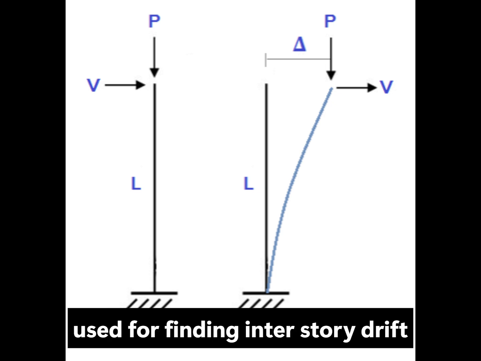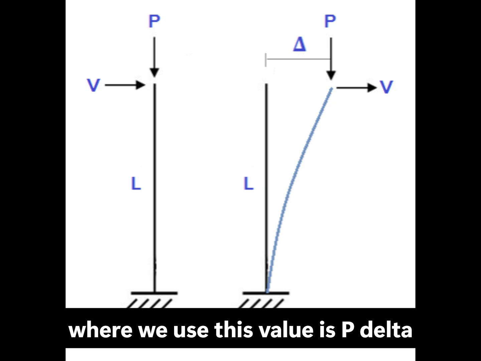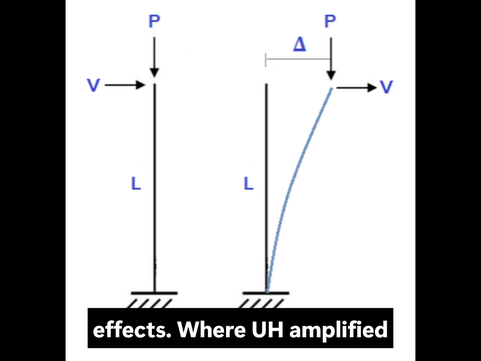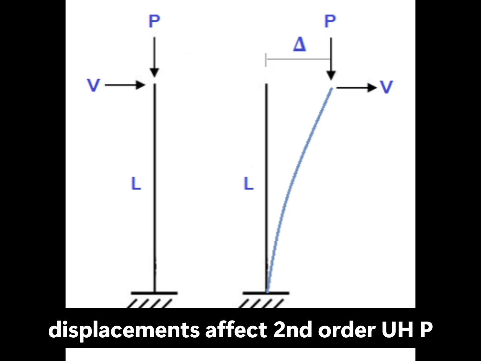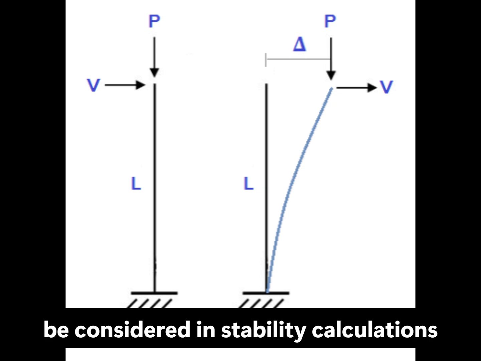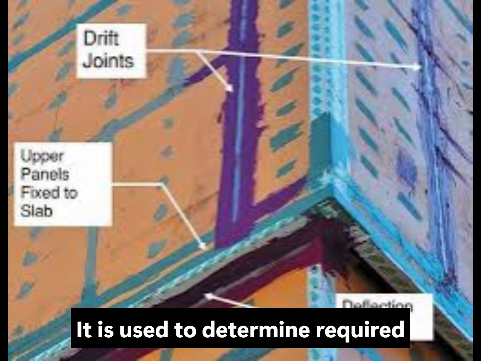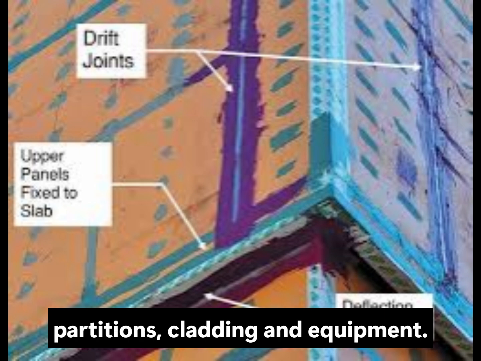It is also used for finding the interstory drift ratio. The other aspect where we use this value is P delta effects, where amplified displacements affect second order P delta effects, and it must also be considered in stability calculations. And for non-structural components, it is used to determine required clearances and affects the design of partitions, cladding, and equipment.